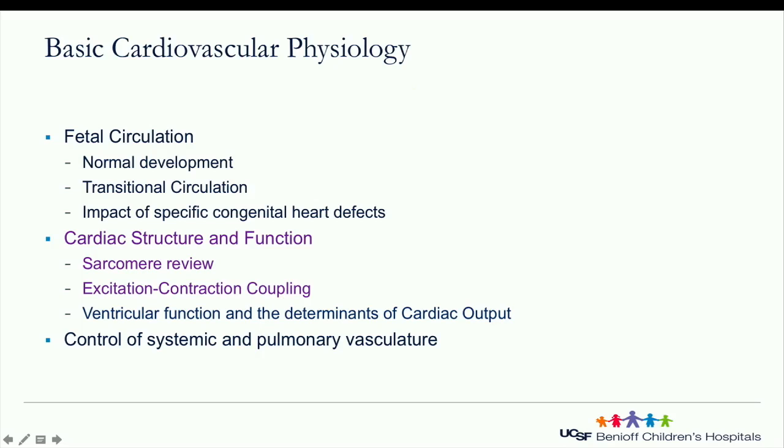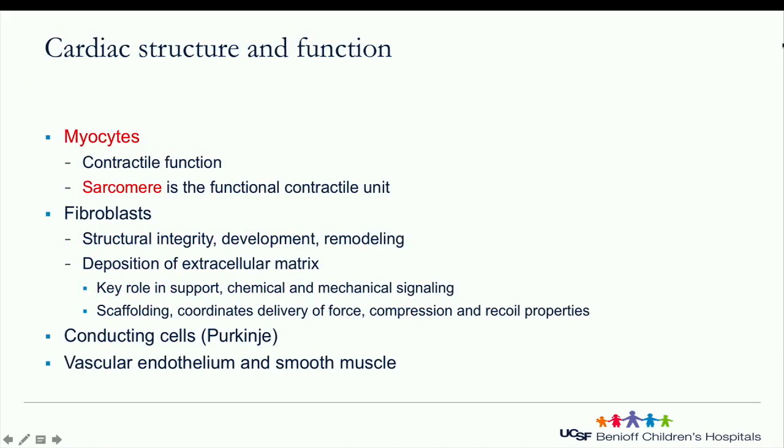Okay, so we are going to leave fetal circulation and move on to a discussion of the basics of cardiac structure and function, starting with the cellular components of the heart. The heart is comprised of many cell types. Our focus will be the structure and function of the myocytes, which comprise only about 30% of the total cellular components of the heart. Fibroblasts make up the majority of the cellular components. They provide structural integrity and have a significant role in remodeling and signaling in fibrosis. And the remaining components are the conduction system and the vascular tissue.